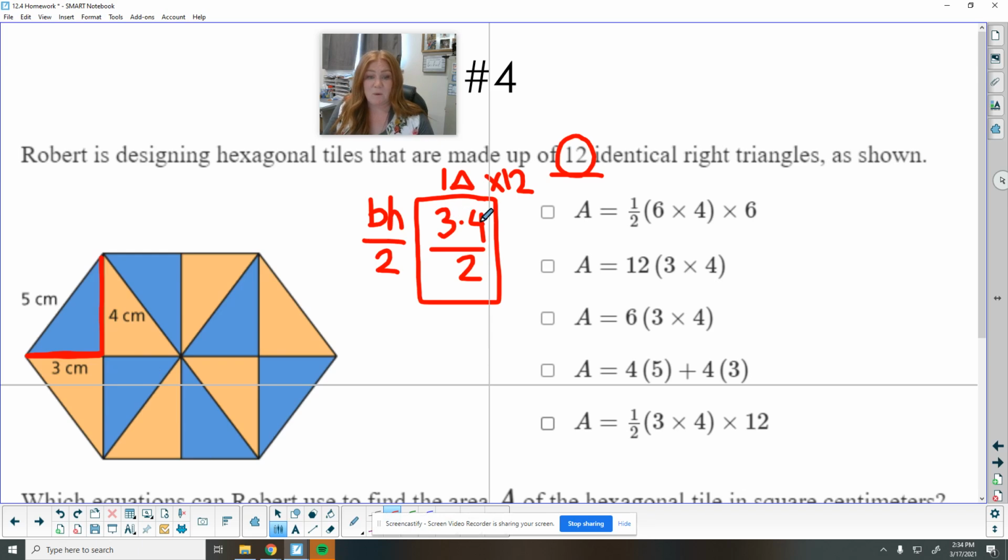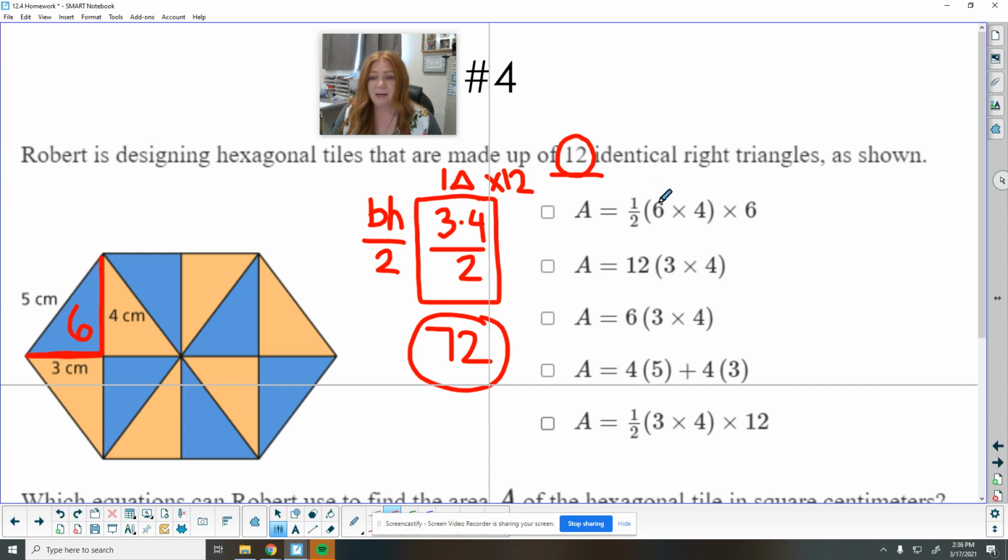3 times 4 is 12. So base times height, then we cut it in half, is 6. So this triangle is 6. That means every other triangle is 6. 6 times 12 is 72. So we want to look at these equations and see which of them are telling us the same information.